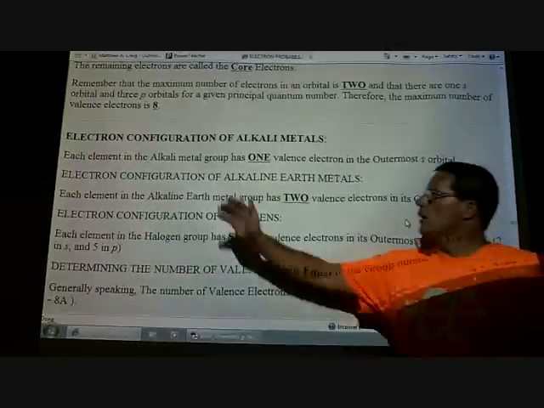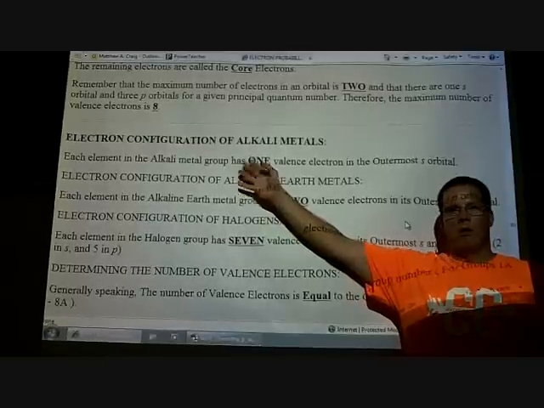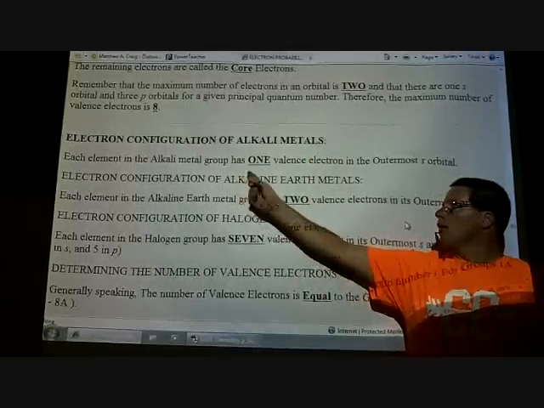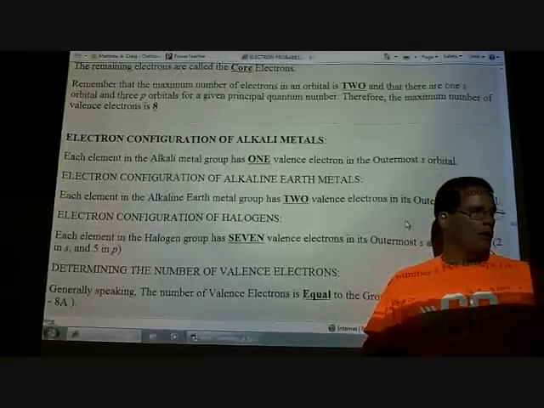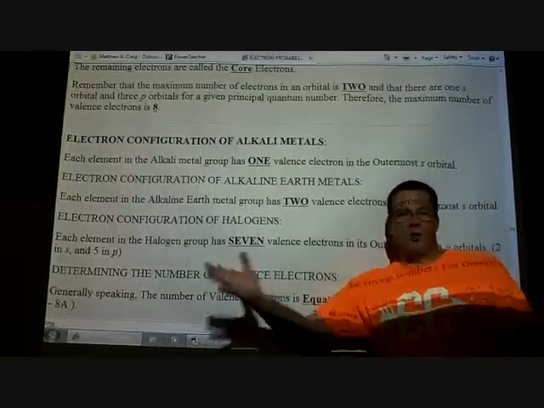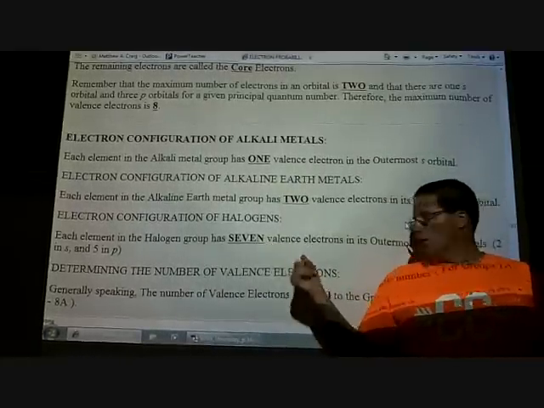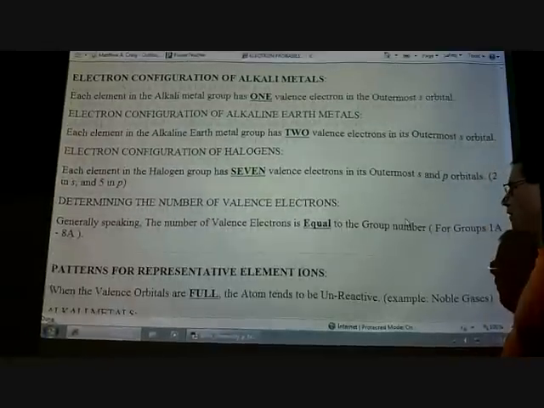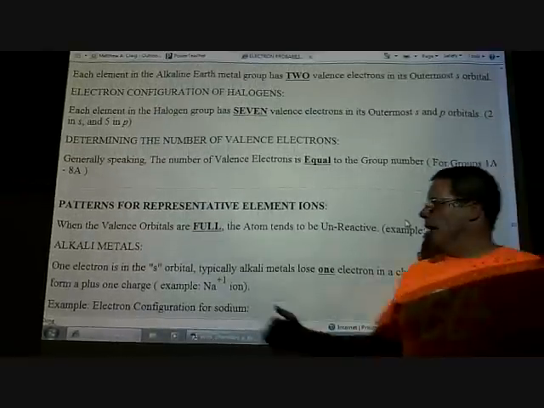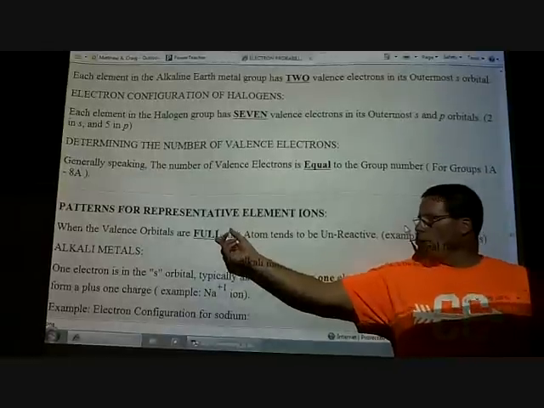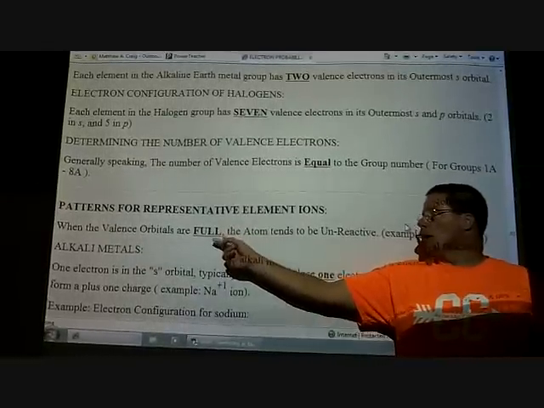And then real quickly, if you're looking at the alkali metals, what column is that in? Group what? 1A, very good. So there's 1 valence electron. The alkaline earth metals, what group is that? 2A, so how many valence electrons? 2. If you jump all the way over to the halogens, what group is that? So 7 valence electrons. And then the noble gases should have 8. It states here that when valence electron orbitals are full, the element is unreactive. That's why neon doesn't like to dance with anybody. We'll talk about that later.